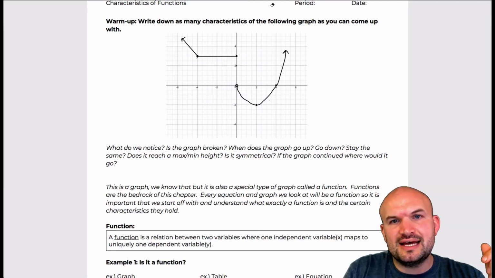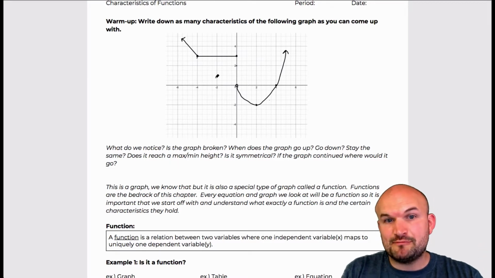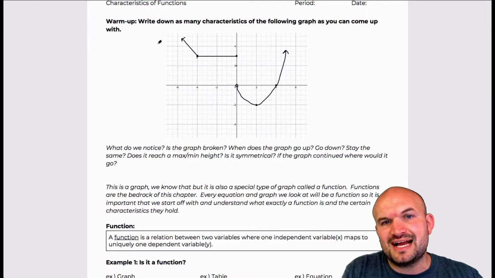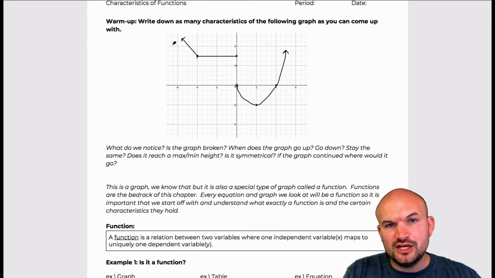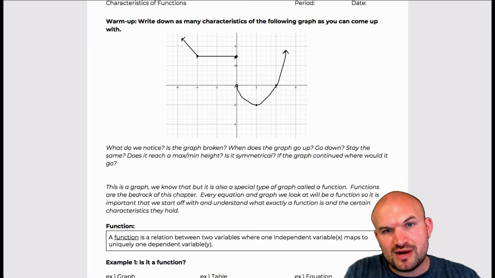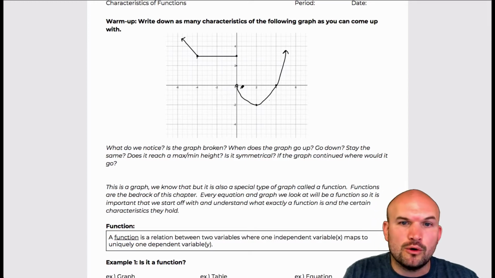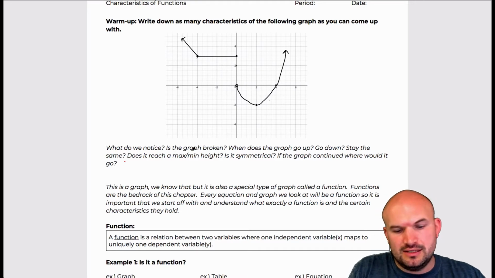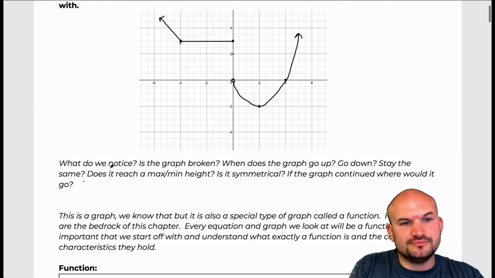A couple things that I am noticing here, let's use red: is the graph broken? You can see at 0 here, the graph from the left goes to 3, and then it jumps down to 0. So it's not continuous. The basic definition of continuous is that you can draw the graph without having to lift up your pencil or pen. Here I can't draw this, there's a little jump. So it is broken.